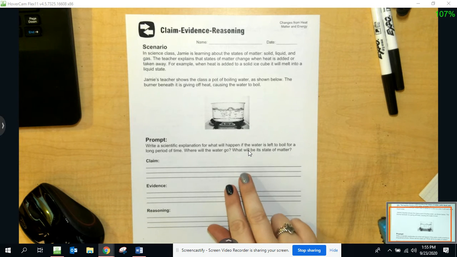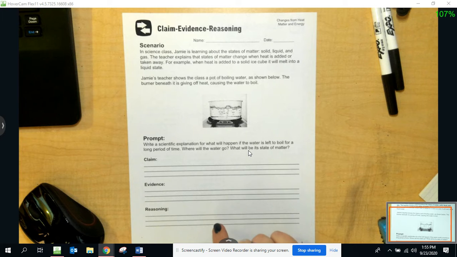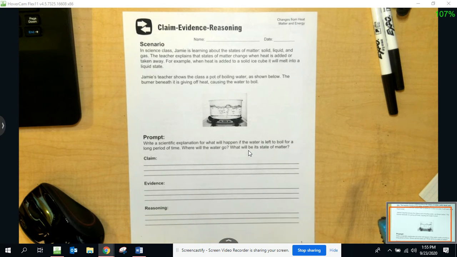In science class, Jamie is learning about the states of matter, solid, liquid, and gas. The teacher explains that states of matter change when heat is added or taken away. For example, when heat is added to a solid ice cube, it will melt into a liquid state. Jamie's teacher shows the class a pot of boiling water, as shown below. The burner beneath it is giving off heat, causing the water to boil. So we're going to write a scientific explanation for what will happen if the water is left to boil for a long period of time.